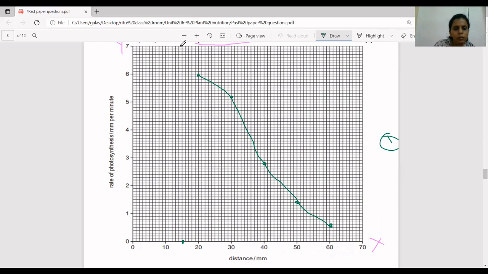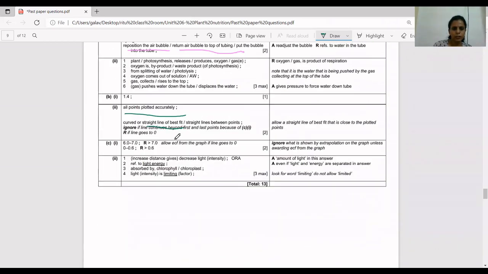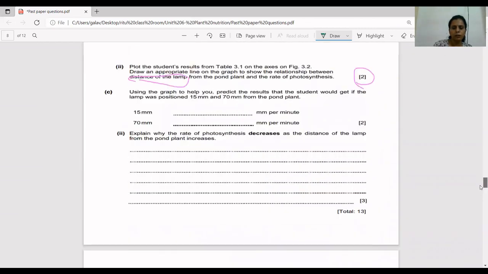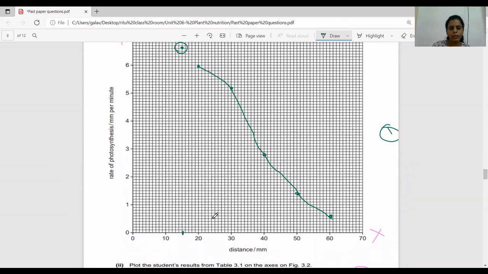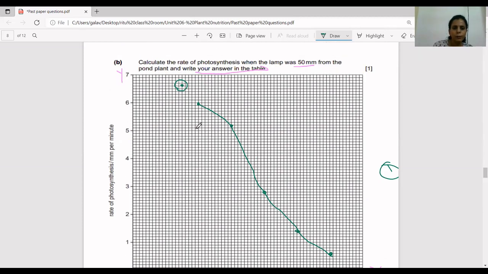would be 7. The rate would be 7, or between 6.5 to 7. So if you write any answer between 6 and 7, any value between 6 and 7, you will get 1 mark, because this is obvious, right? Because at 20 millimeter distance, if you're getting the rate as 6 millimeter per minute, obviously at 15 millimeter distance the rate would be higher than 6 and lesser than 7, because the maximum value which they've given is 7. So it would be between 6 and 7.